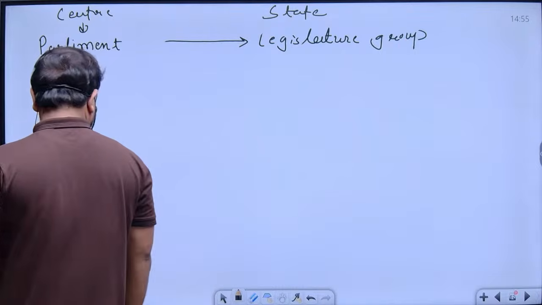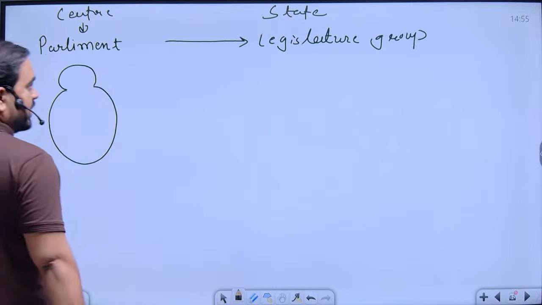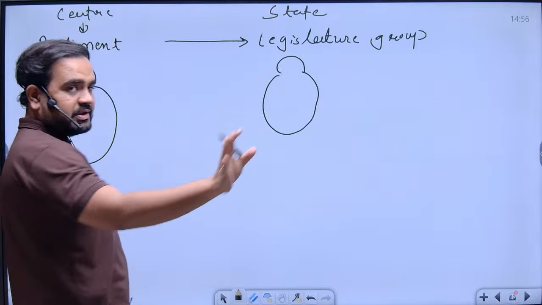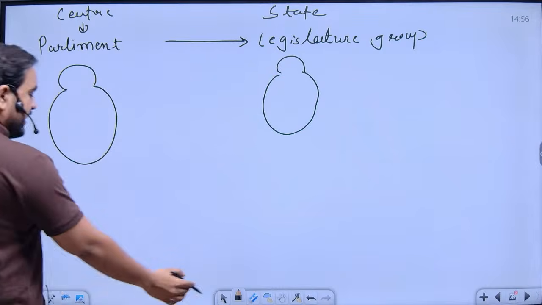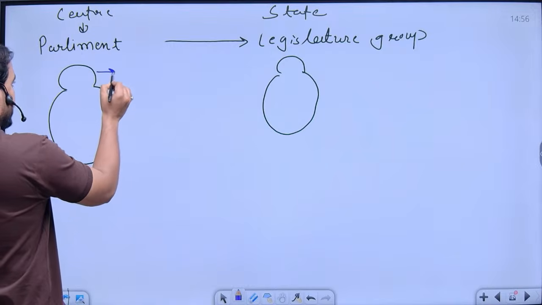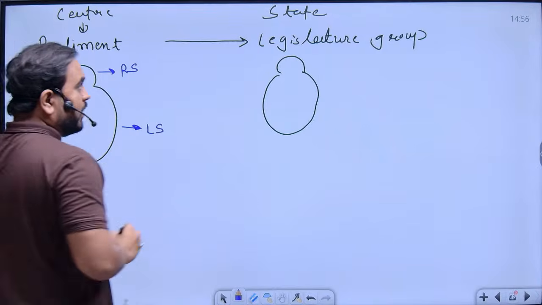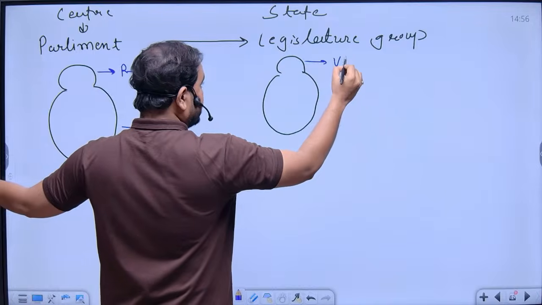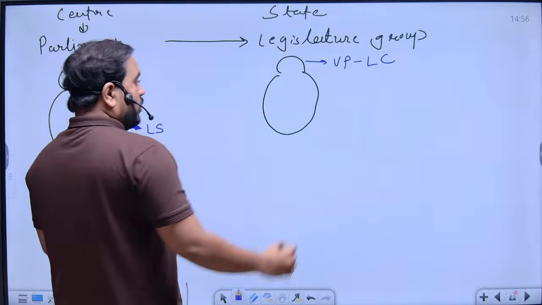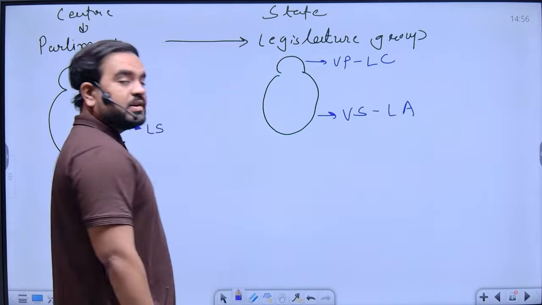How many houses are there in center or in parliament? 2 houses are there in parliament. In state, 2 houses are there, but not 2 houses in every state. But yes, for general purpose I can write that. Upper house of the parliament is known as Rajya Sabha. Lower house of the parliament is known as Lok Sabha. Upper house in a state is known as Vidhan Parishad, but in English you can say Legislative Council. Lower house in state is known as Vidhan Sabha. In Gujarat, in English you can say Legislative Assembly.